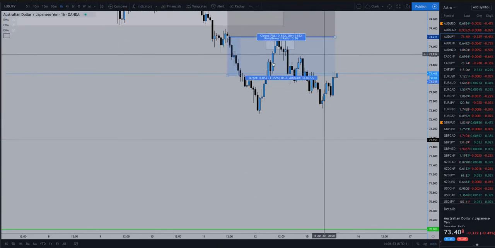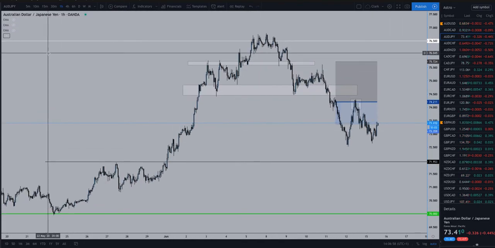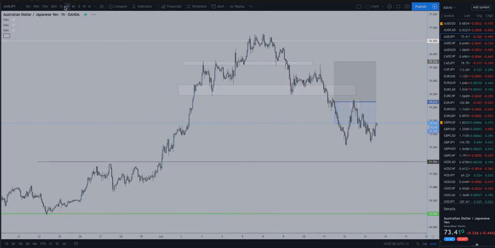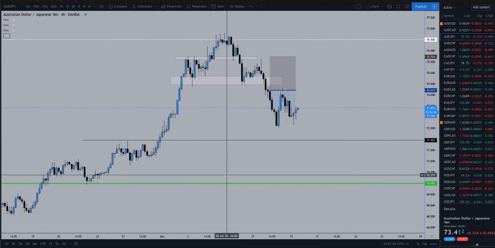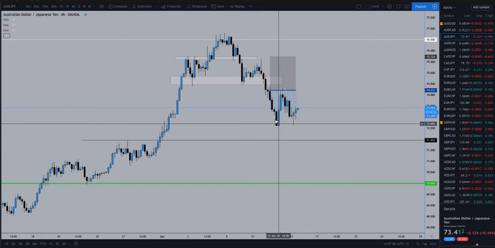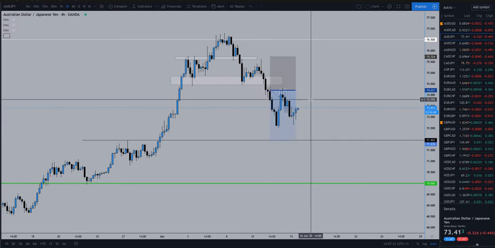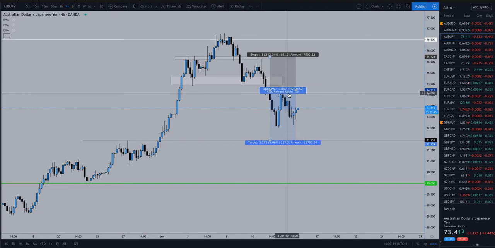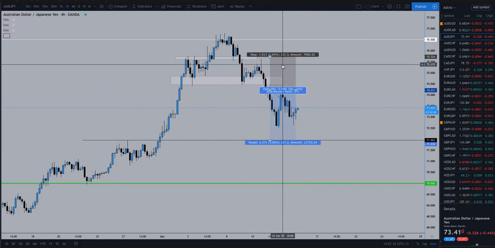No, thank you. But if the reward is there, which to find the reward, I like going to the 4-hour or the daily. How low can we go? How low can we go till we find some support to be there? And we take this down to here. Still got a 1 to 1.5 risk reward, which is not bad considering that stop.